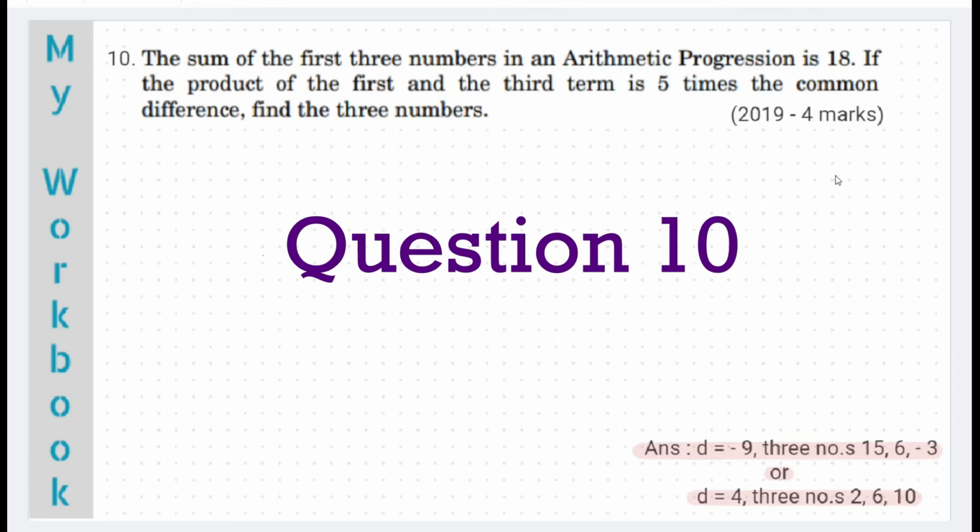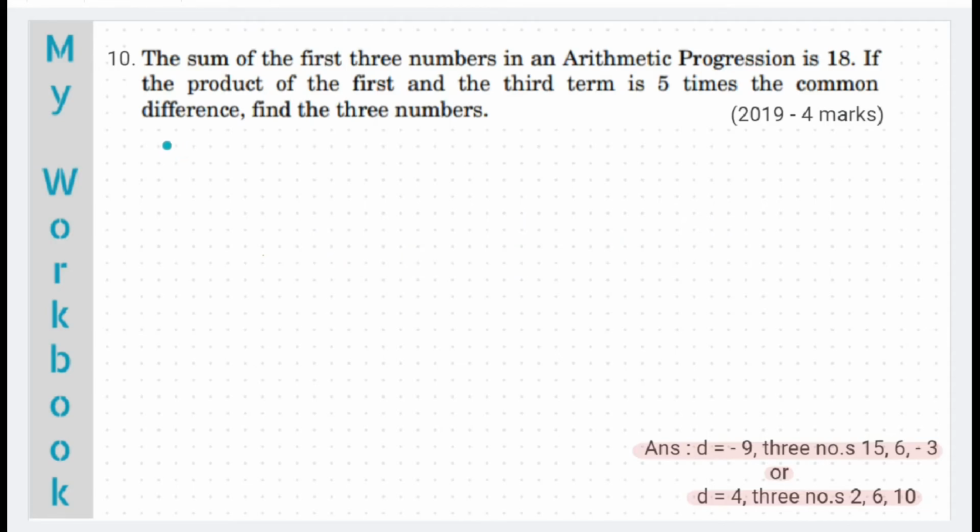Question number 10. The sum of the first three numbers in an arithmetic progression is 18. If the product of the first and the third term is 5 times the common difference, find the three numbers. It's a 4-mark question from the 2019 board exam. Let the arithmetic progression be a, a plus d, a plus 2d, and so on. So a is the first term and d is the common difference.